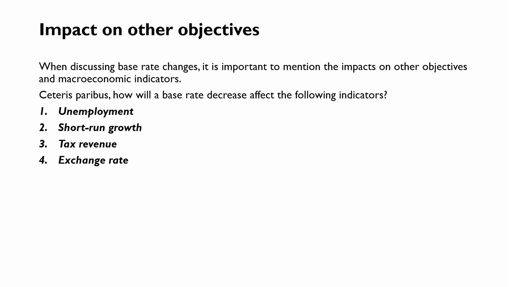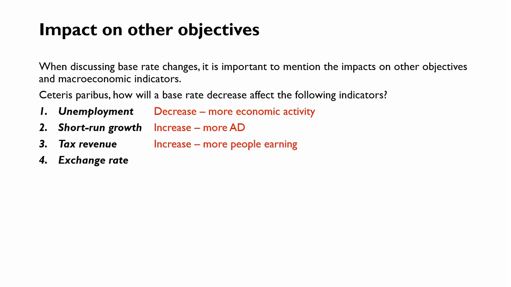Okay, well, we see most of these already. A fall in the base rate is going to increase economic activity, as we've seen. So we're going to get less unemployment because there's going to be more economic activity, and for the same logic, more short-run growth. Not necessarily more long-run growth. Remember, this isn't a supply-side policy. We're going to see more tax revenue because more people are going to be earning money, which can be taxed, and fewer people are going to be unemployed.